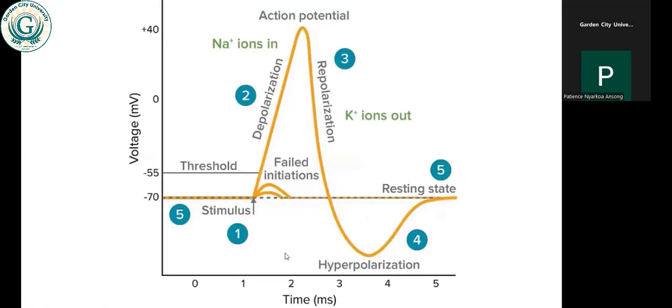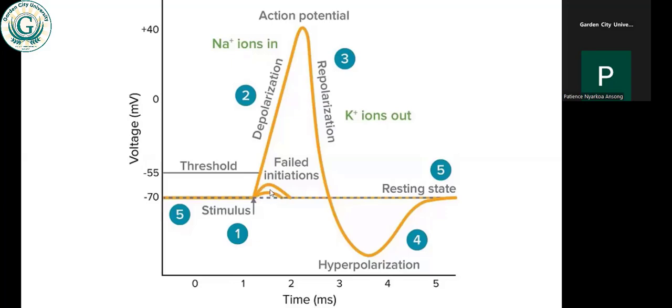So the action potential is represented in the graph. So you have here, the x-axis is the time in milliseconds. Then the y-axis is the voltage. So the resting state of the nerve cell is minus 70. So at the resting state, then we have a stimulus. So this can happen at the dendrite. So when it happens at the dendrite, we have transmission happening at the dendrites and then the cell body.